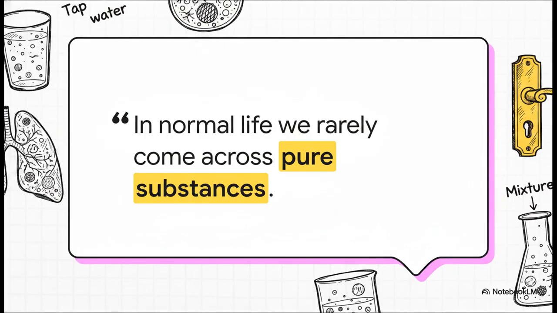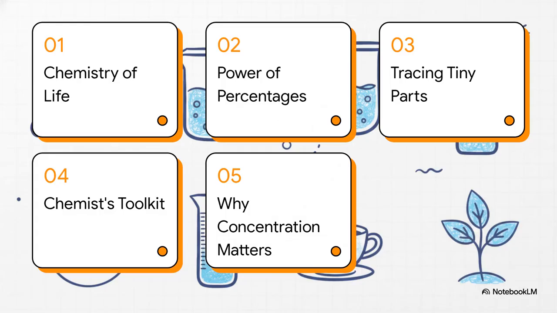The source material hits the nail on the head right away, with this quote: "In normal life, we rarely come across pure substances. The air we breathe, the water from the tap, the brass on a door handle, it's almost all a mixture. And the safety and usefulness of these mixtures depend entirely on their exact composition." To figure out how these mixtures work, we're going to use this explainer as a sort of decoder ring. We'll run quickly through 5 sections: the chemistry of everyday life, the power of percentages, tracing the tiny parts, the chemist's toolkit, and why concentration matters.